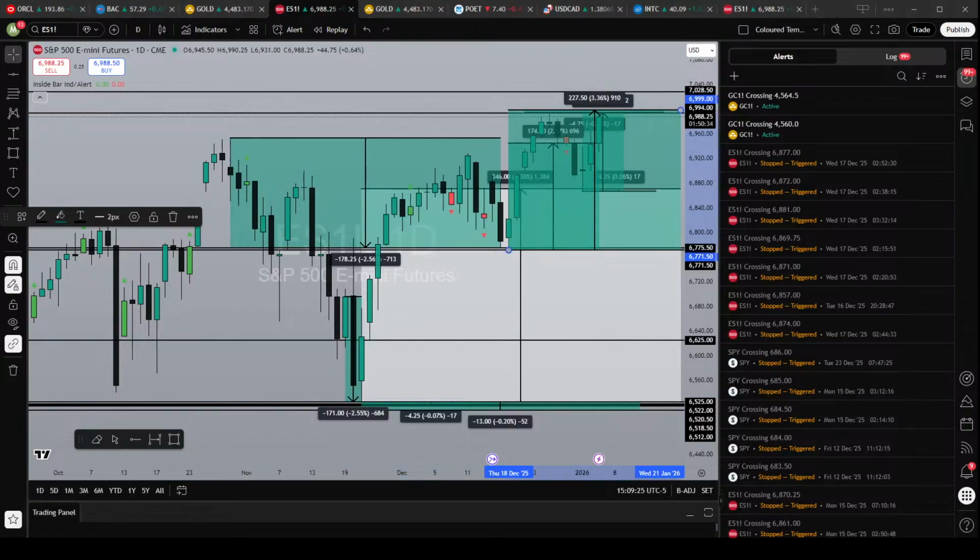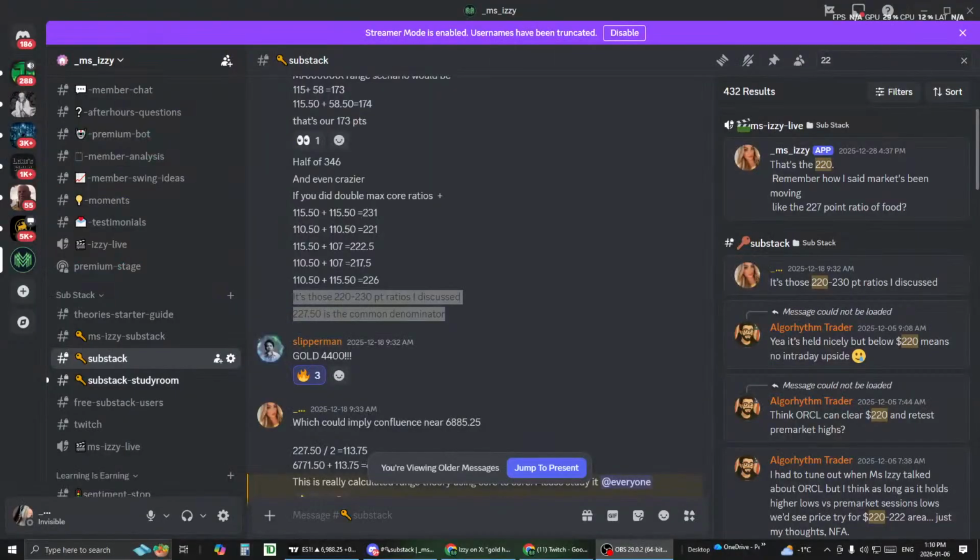But I did notice that they have been moving in those 220 to 230 point ratios. If you go back in Discord and type that, I think we talked about it end of December, and I'm pretty sure the ratios were 226. I'm 99% sure. Here it is. I found it. Oh, wow, this is insane. Can you guys see the screen? Look at that. This is how I know this is so calculated. 22750 is the common denominator. Isn't that wild?